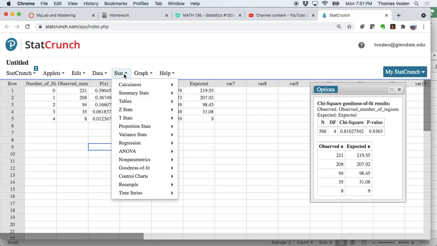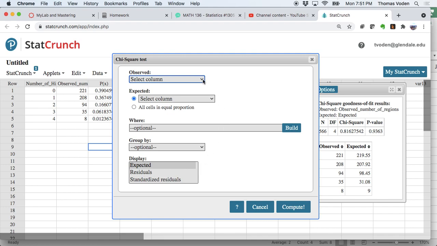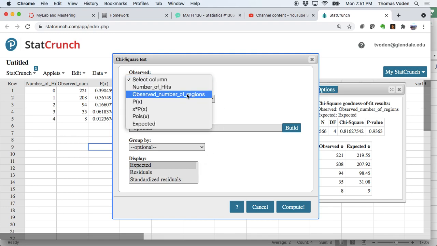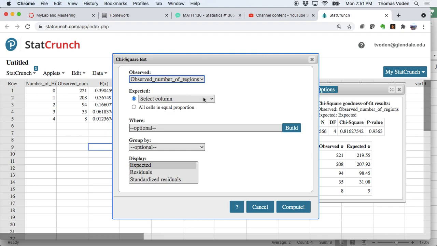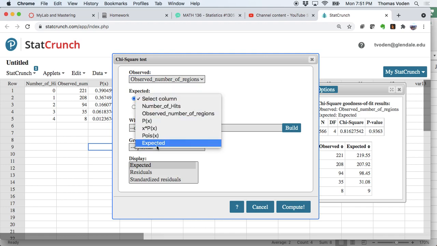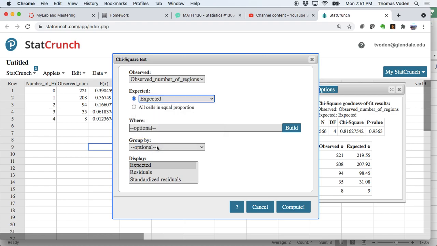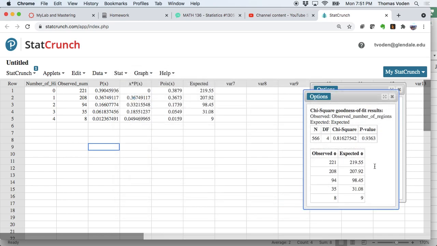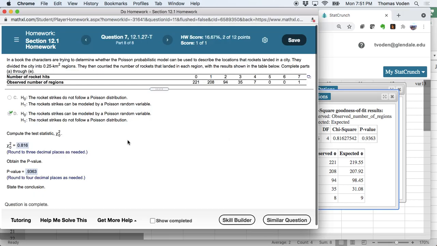So what you do to do this goodness of fit is go to Stat, goodness of fit. We're doing a chi-square goodness of fit test. The observed is the data that came to us from the table, from the problem, and the expected is the one that I labeled expected over there in Excel. And that's it. You click compute and you get this value. And so it's giving you the chi-square value, it's giving you the p-value. So I go ahead and put those in. The chi-square value rounded to 3 decimal places, 0.816, the next digit is 2. And then the p-value rounded to 4 decimal places, 0.9363.